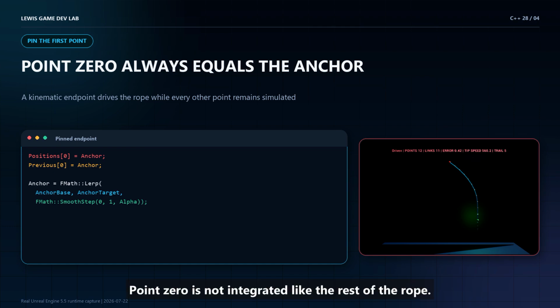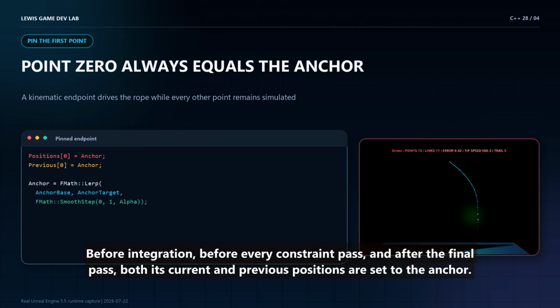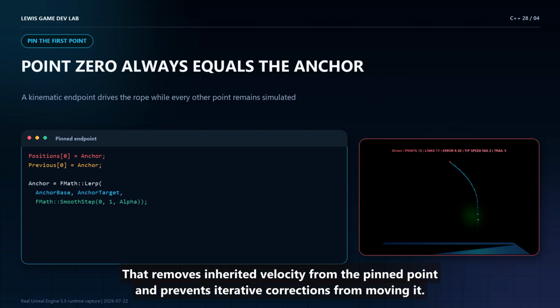Point 0 is not integrated like the rest of the rope. Before integration, before every constraint pass, and after the final pass, both its current and previous positions are set to the anchor. That removes inherited velocity from the pinned point and prevents iterative corrections from moving it.